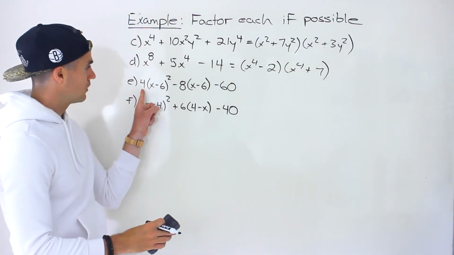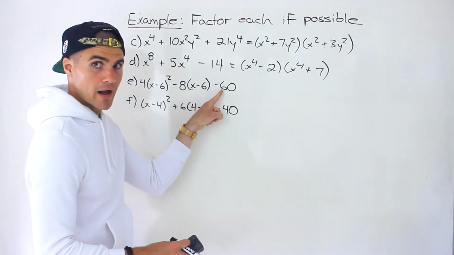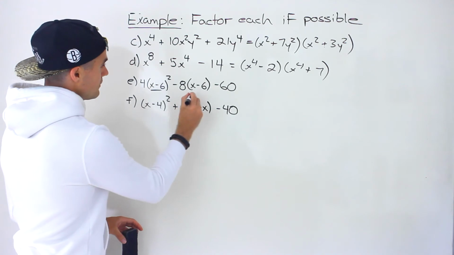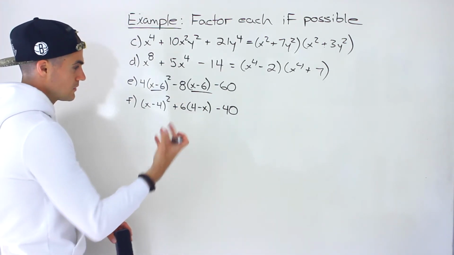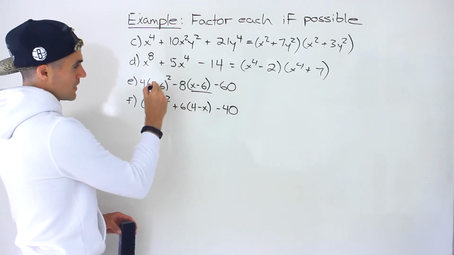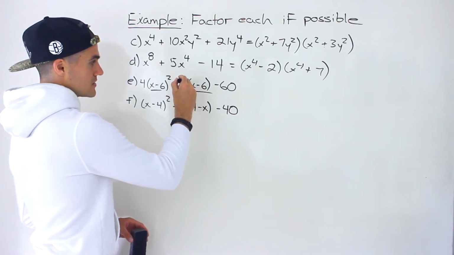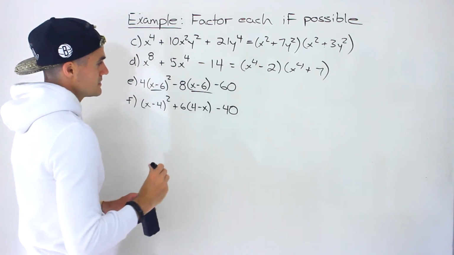We got 4 times x minus 6 squared minus 8 times x minus 6 minus 60. So notice that in this case, we have this x minus 6 that is common. Now, one thing we could do, we could expand everything. But that's going to take us quite a while because we got to FOIL these two brackets, then bring that 4 in, then distribute this -8 into this, then collect all the like terms. It's going to take us quite a while.